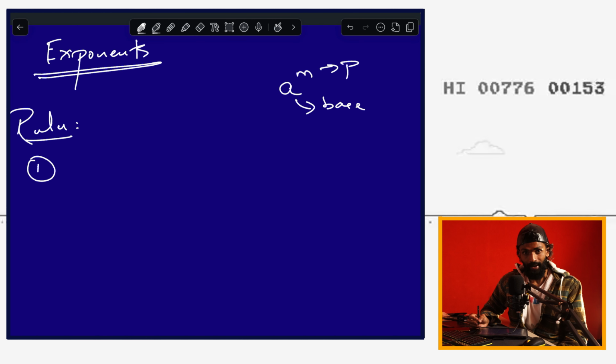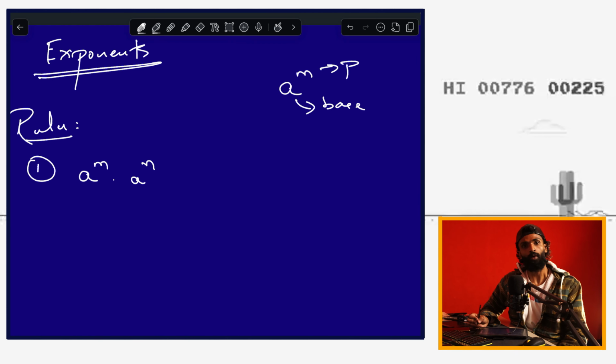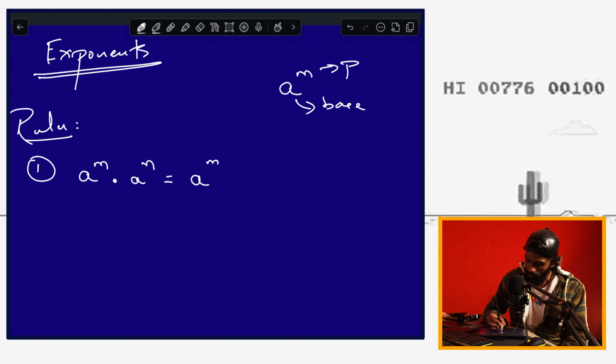So what does rule number 1 say? Rule number 1 is also called the product rule. All those names are there, but let's ignore the names and focus only on what the rule says. Rule number 1 goes like this: if the bases are same and there's a multiplication sign in between, we add the powers. Look at this. The base in the first component is a, the second component is also a, but the powers are different. We don't care about that. If the bases are same and there's a multiplication sign in between, there's a dot here, we add the powers. So you write the base only once, and the answer becomes a to the power m plus n.